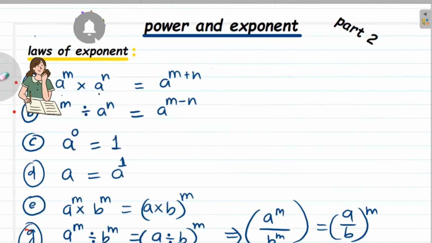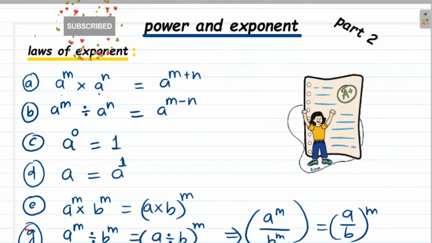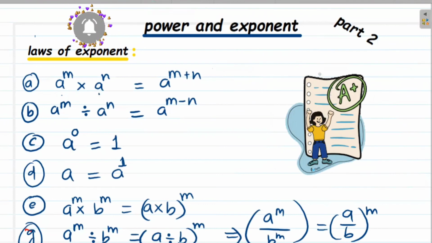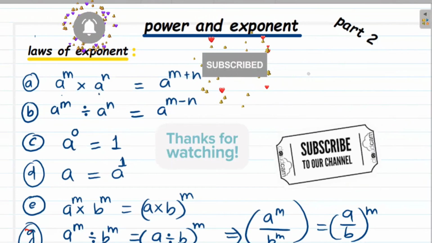Now there are some rules with a negative exponent also. These are the laws in which our exponent was positive. Now we have some laws with the negative exponent also. Those laws we will study in the next video.